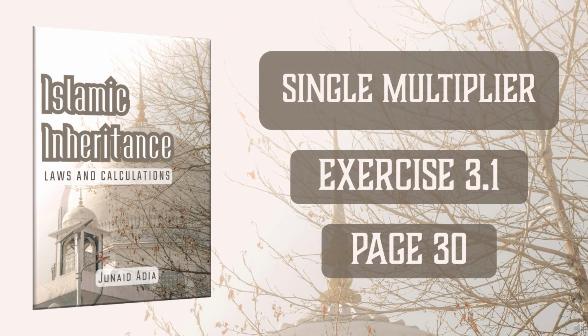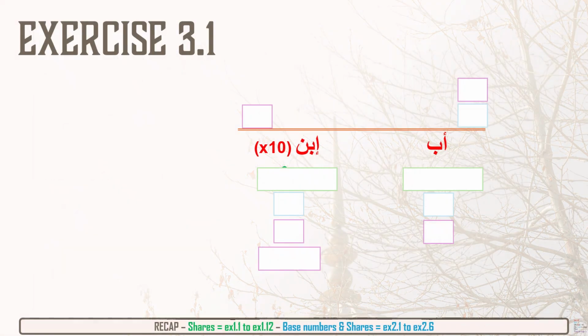Bismillahir Rahmanir Rahim. In this video, we will work through the example in exercise 3.1. This is within the single multiplier chapter and can be found on page 30 in the Islamic inheritance book. In this example, the deceased has left behind a father and 10 sons.